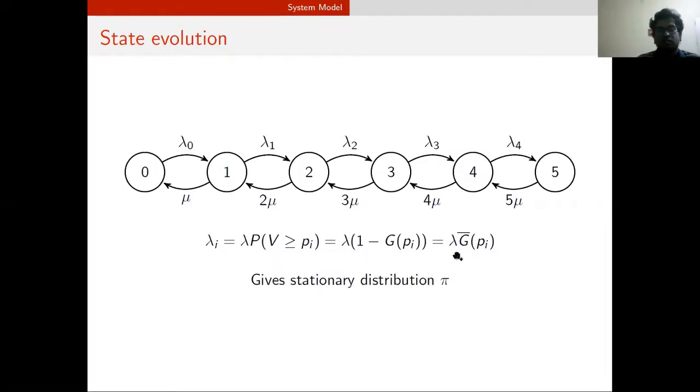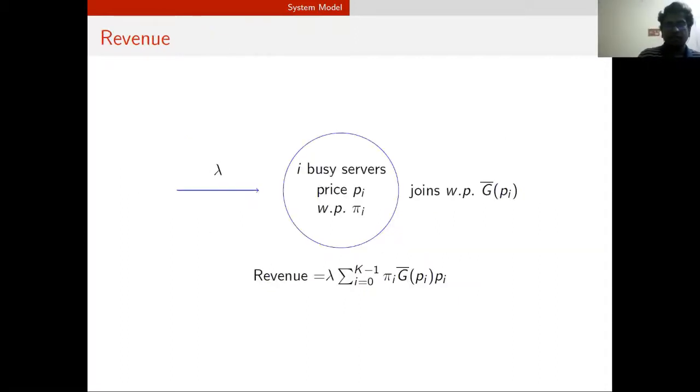So we use this G bar to denote the complementary CDF corresponding to the value function. Now, once you have these balance equations, you can solve them to obtain the stationary distribution pi of the system. And once you have pi, because the arrivals are Poisson, it follows that an arrival sees i busy servers with probability pi i in stationarity. And when the state is i, the price is p_i.